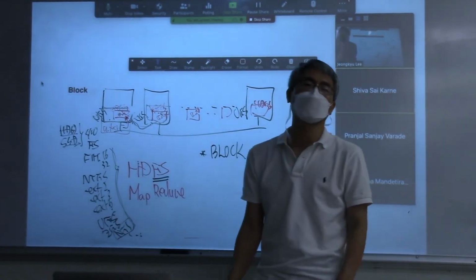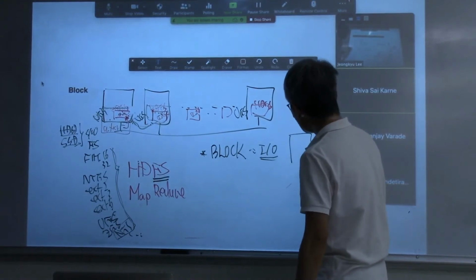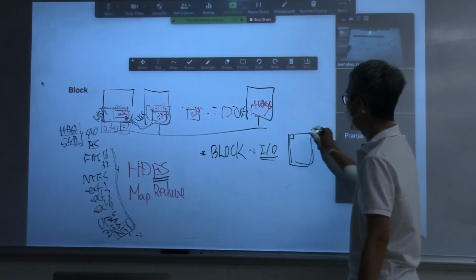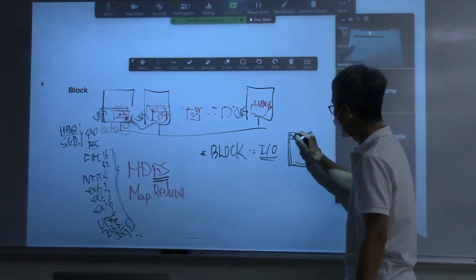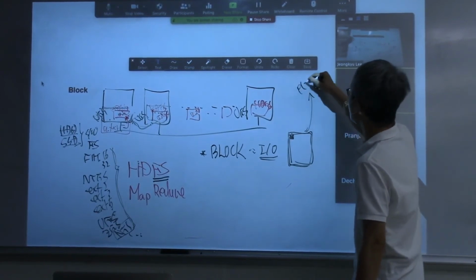So block is the I/O unit, which means when you read the data, if your data is just 1 byte of data here, the entire block that keeps the requested data will be returned. Returned to where? It's going to memory.